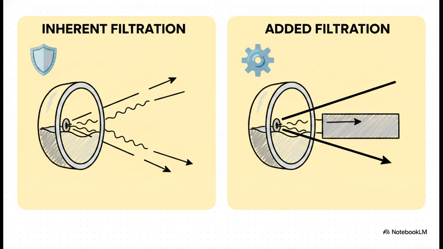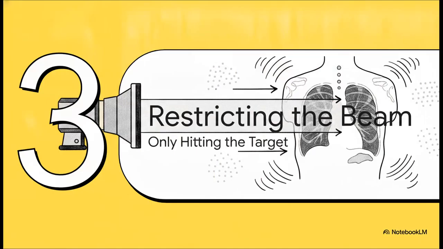Why do we need these? Well, they're designed to yank the less energetic, soft X-rays right out of the primary beam. Because, honestly, those soft X-rays don't even have the juice to pass through the patient and hit the film anyway. Without these filters, they just get absorbed by the body, needlessly bumping up the patient's radiation dose. And nobody wants that.